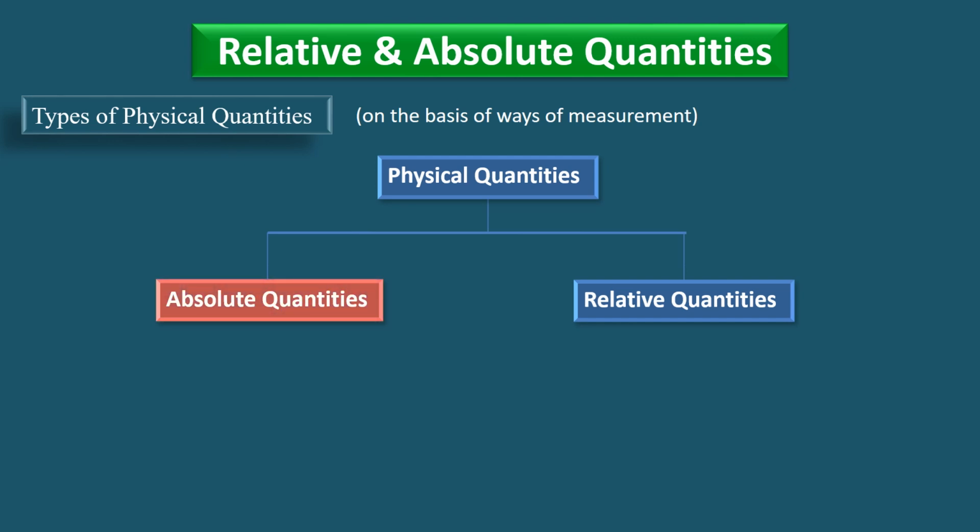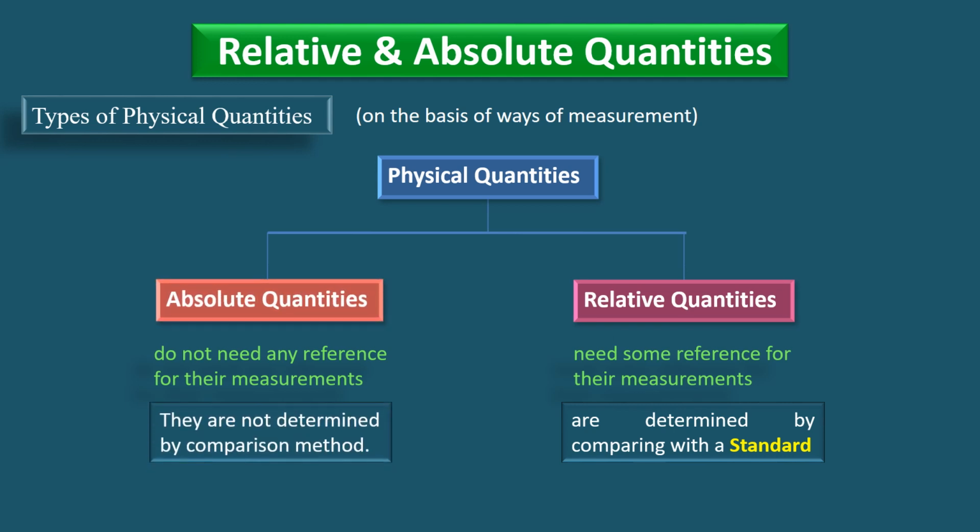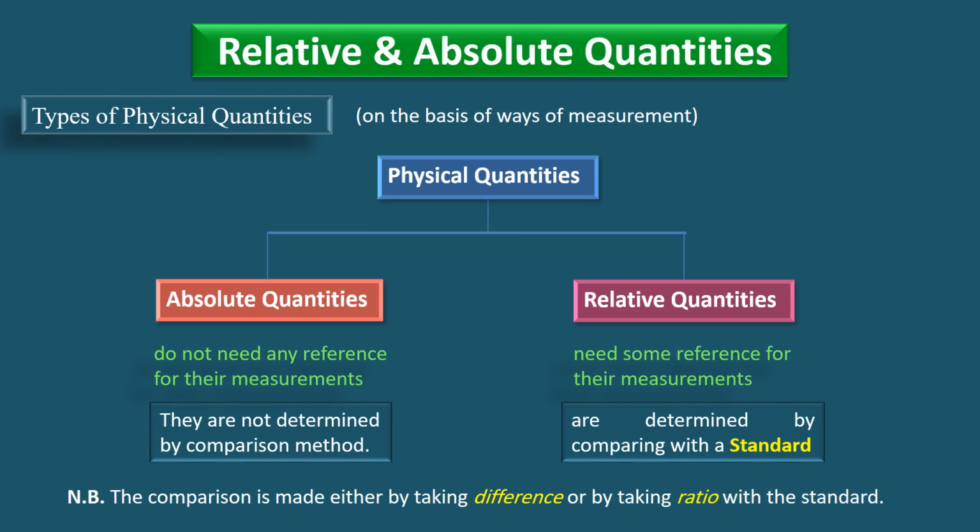Absolute quantities are those quantities which do not need any reference for their measurements, whereas relative quantities need some reference for their measurements. Moreover, relative quantities are determined by comparing with a standard, while absolute quantities are not determined by comparison method. This is to be noted that the comparison is made either by taking difference or by taking ratio with the standard. I'll now explain these terms by some examples.